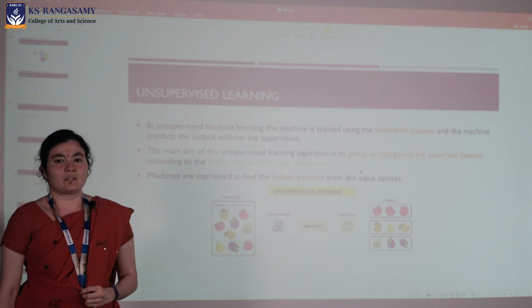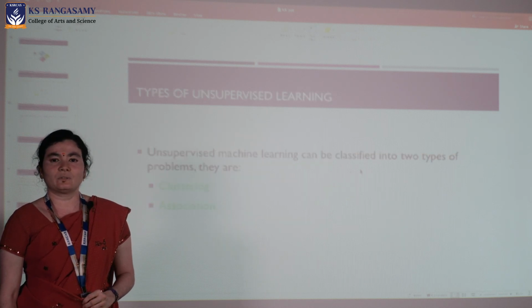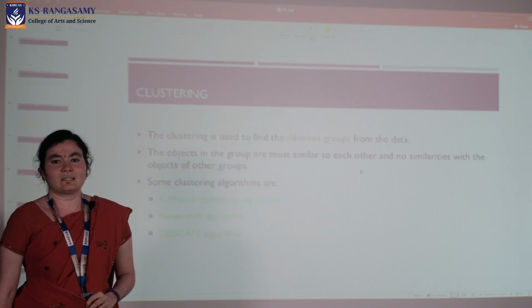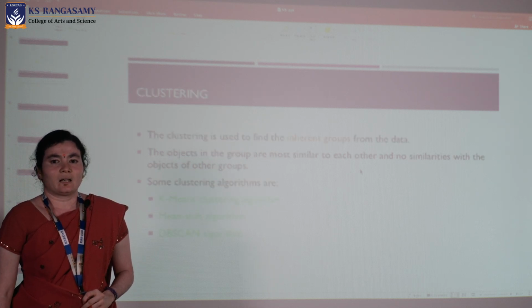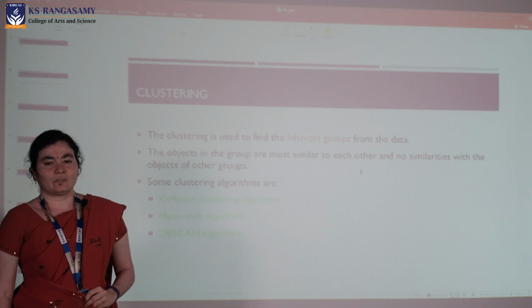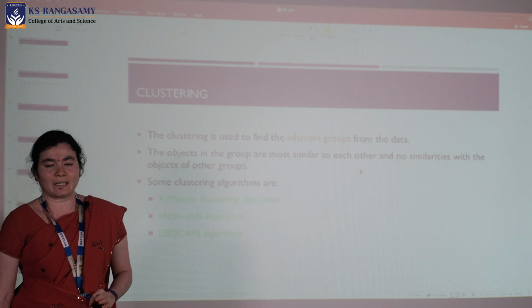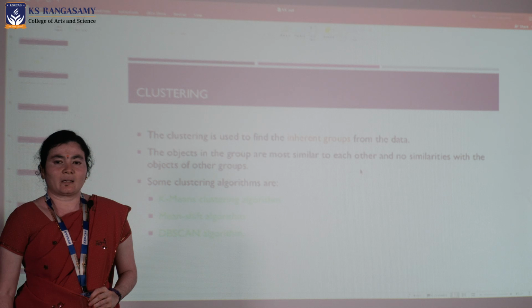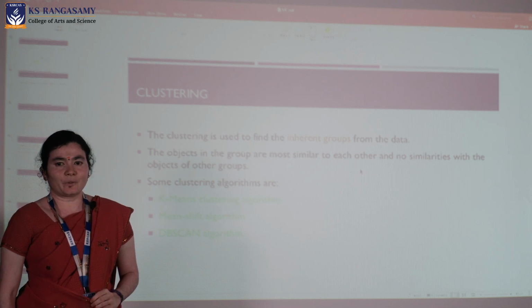Next slide, unsupervised learning types. Unsupervised learning has two types: first one clustering, second one association. Clustering is used to find the inherent groups in the data. Each group has the same type of data, and from one group to another group there is variance in the data.